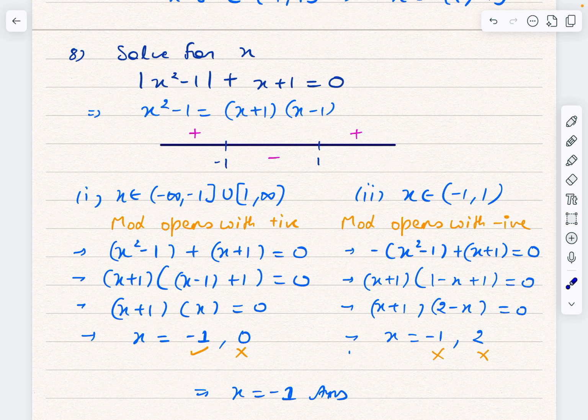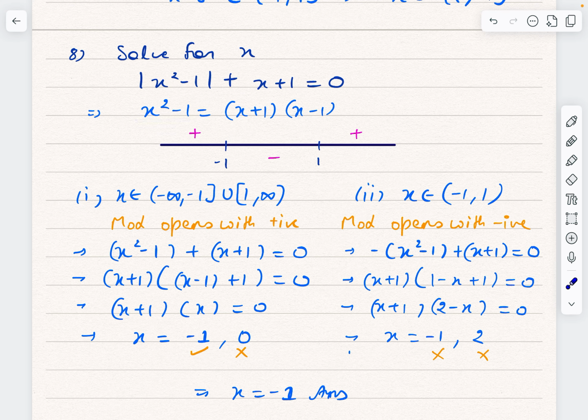If we haven't got this correct, see guys. We have |x square minus 1| plus x plus 1 equal to 0. So x square minus 1 we can write as (x plus 1) into (x minus 1). If you use wavy curve, we get plus, minus, plus on the roots minus 1 and 1. Why are we doing wavy curve here? Because we know mod we open only when we know if it is positive or negative. So we need to see when this thing is positive and when it is negative.